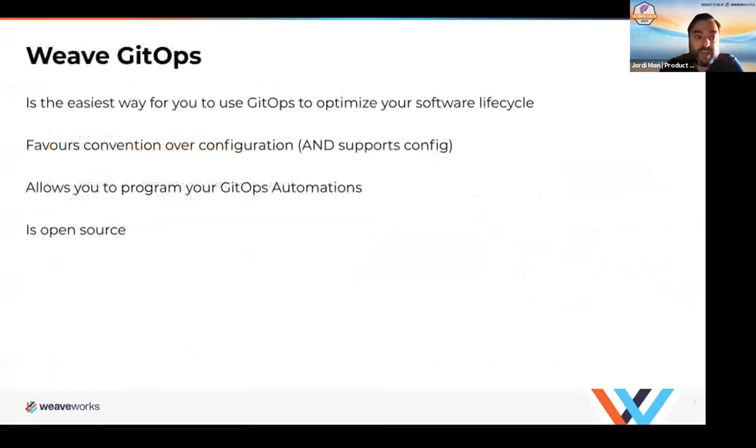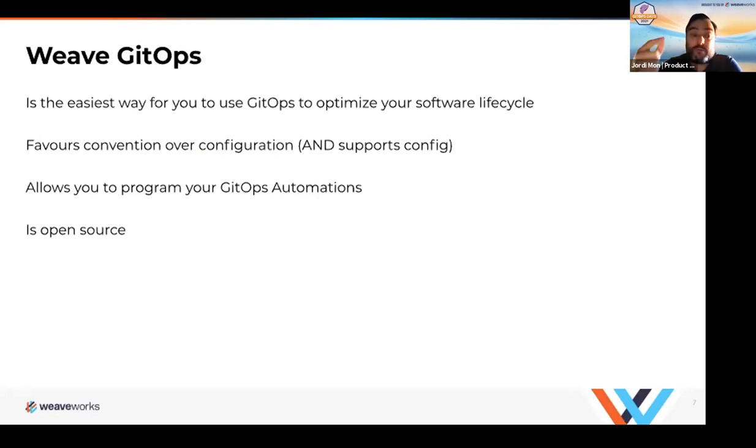So Weave GitOps, as Tamau actually said and I reiterated, is the easiest way for you to use GitOps to optimize the software lifecycle, your STLC. It favors convention over configuration and supports configuration, right? But that's probably the definition of a product, right? Something that has got some conventions built in, but does have the ability to tweak it, right? And that's something that David will show later.